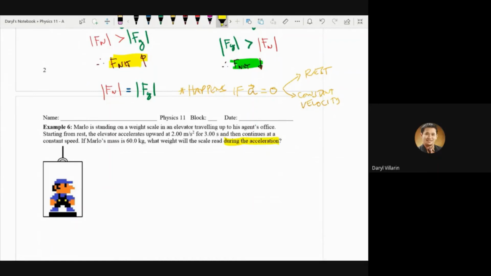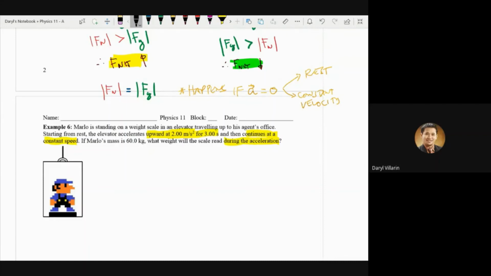The acceleration happens for 3 seconds, and then the elevator continues at a constant speed. In that case, if the object is already moving with constant speed, you would expect that the normal force would be the same as the weight of the object.